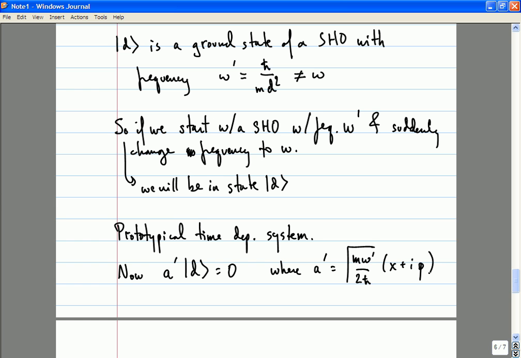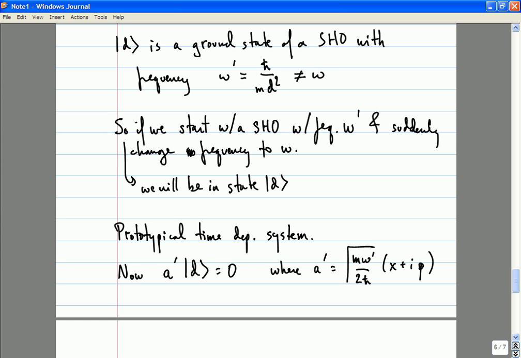So you've written that we're going to start with frequency omega prime and the system in its ground state. Then immediately change the frequency to omega. The wave function, right after you make that transition, doesn't have time to react to the change in the potential. If you imagine that the change in the potential is a delta function, then the fact that the wave function is continuous means that immediately after time t equals 0, when this transition takes place, the state is still going to be in the squeezed state D.